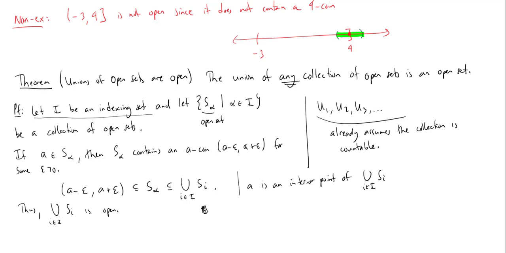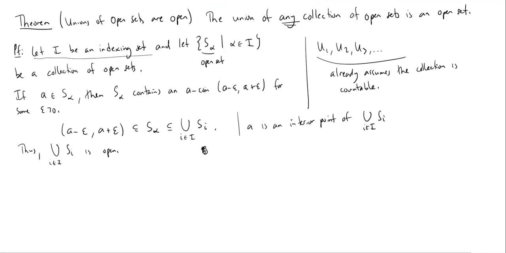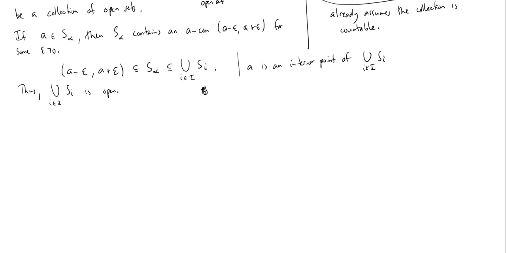Well, if we know that unions of open sets are open, then that begs the question, what about intersections? And it turns out that we have to be a little more careful with intersections. So we'll get a theorem, but it's not as nice as we'd like. The theorem is that finite intersections of open sets are open.